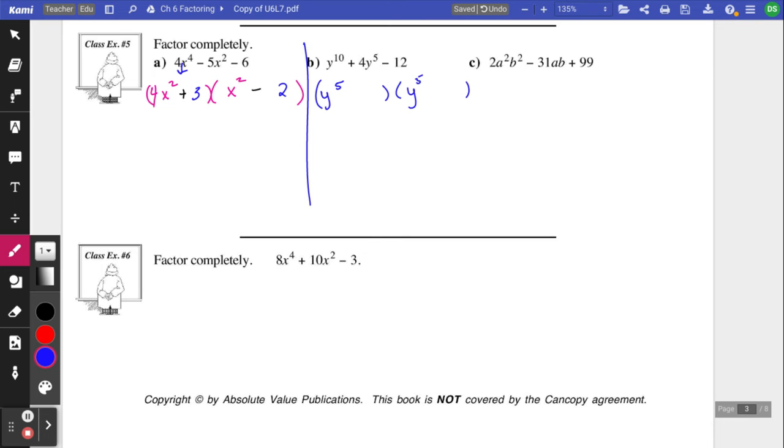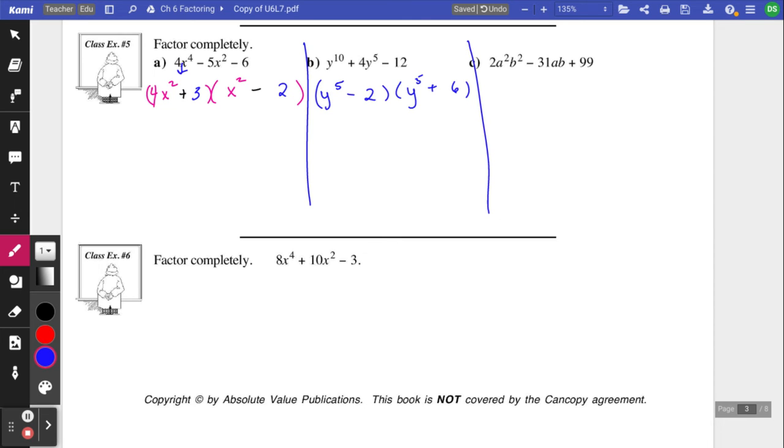2 and 6. I think that'll work. A positive 6 and a negative 2. Yeah? We all good there? Can you go further? The only time you could ever go further is if you had a difference of squares. Do you have a difference of squares? No, you have a difference, but they're not squares.